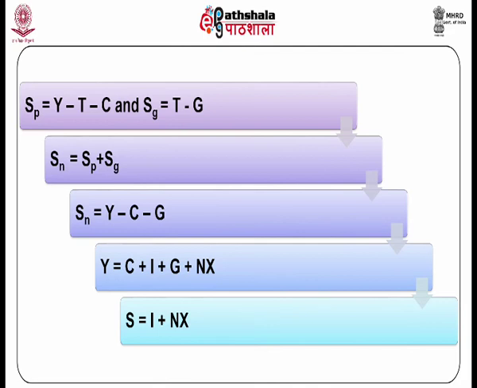Given Y equals C plus I plus G plus NX, where C is consumption, I is investment, G is the government expenditure and NX is the net exports, substituting this equation in equation 1 of national savings, we get S equals I plus NX. This is given as equation 3.